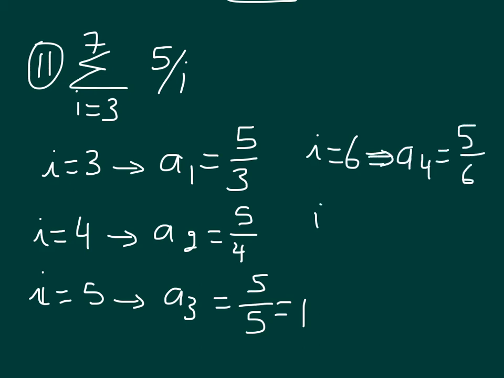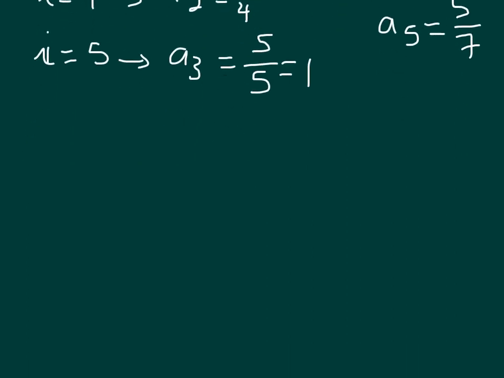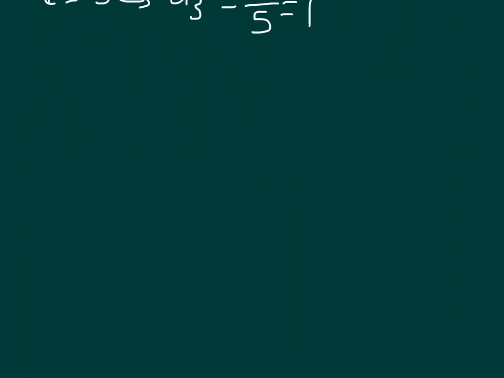And finally i equals 7, because this counter is going to end at 7. And so this will give us the fifth term, which is 5 over 7. Now your job is to go ahead and add them all up. To add them all up, I need you to find a common denominator.